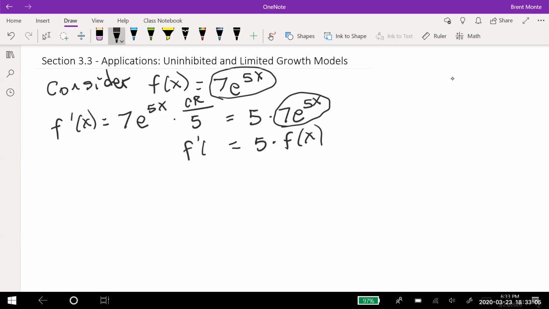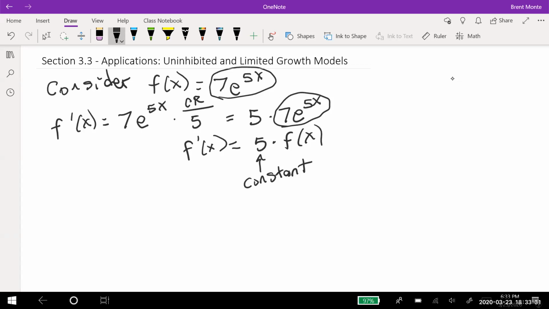So f prime of x ended up being some constant times the original function. Now what's unique is that the only function that does this, other than the function 0, the trivial function, is this e to the x function. So we're going to use that fact to do some problems.